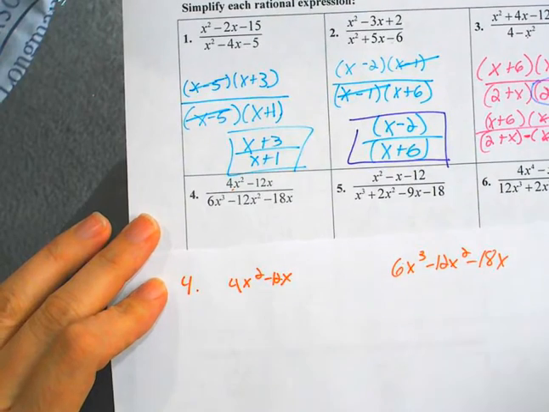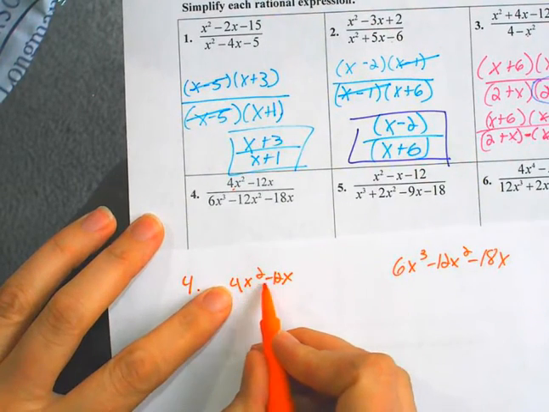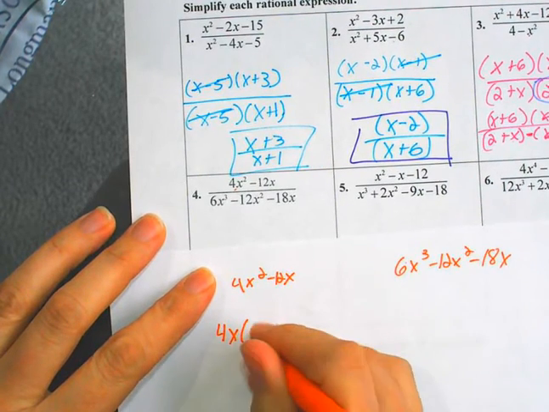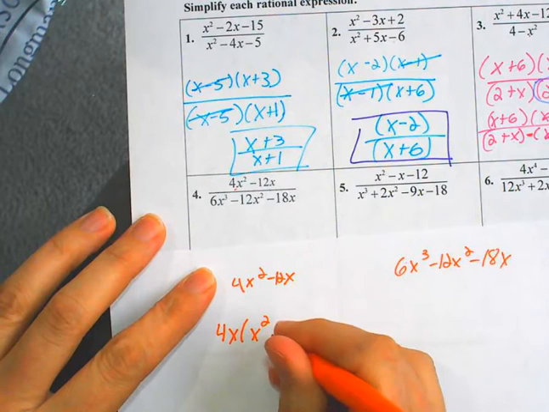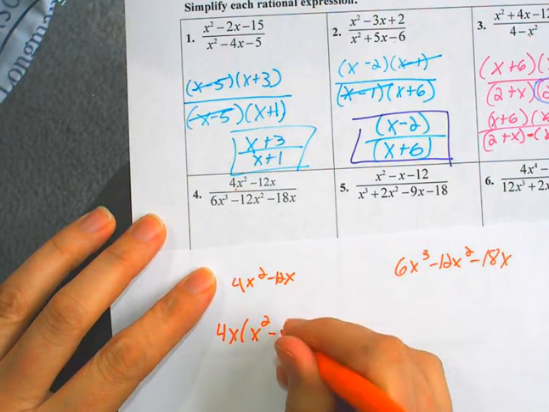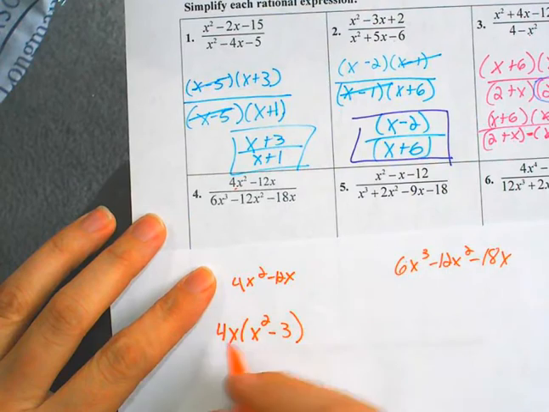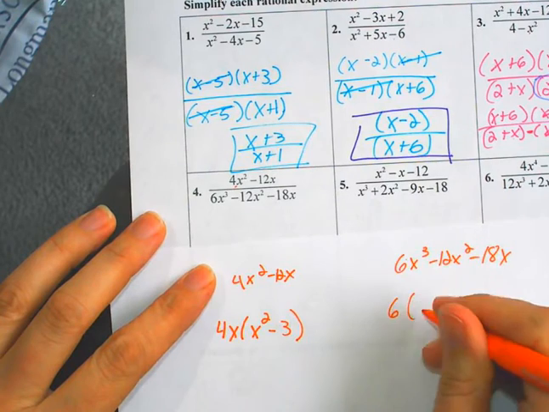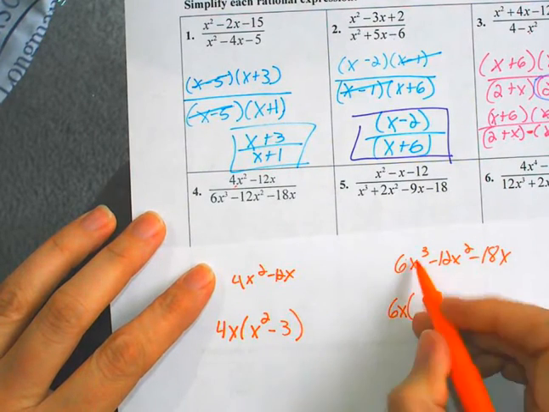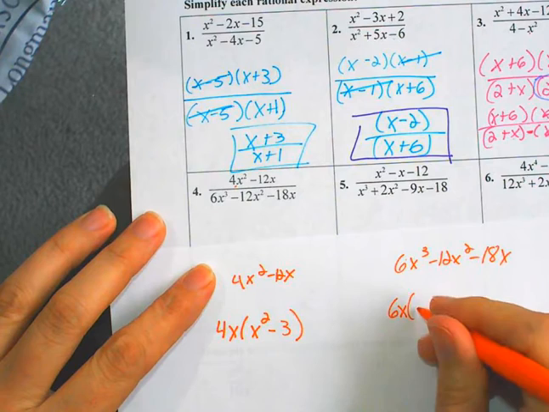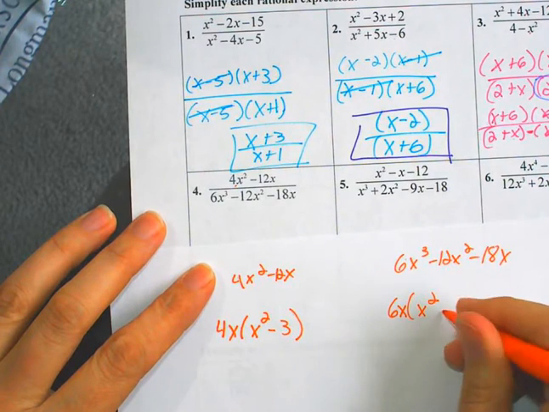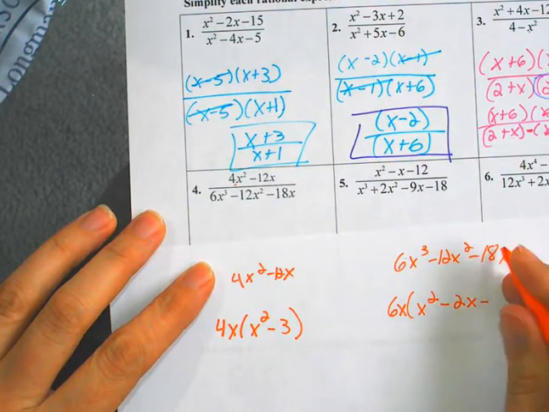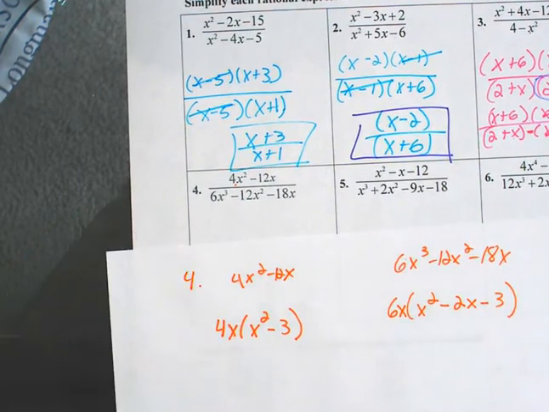Okay? All right, so let's look here. I can factor out a 4 and an x. And that's going to leave me x squared minus 3. Okay, that's all I can do with that. And then over here, I can factor out a 6. Actually a 6x, because I have an x here, so that's going to leave me with x squared minus 2x minus 3.